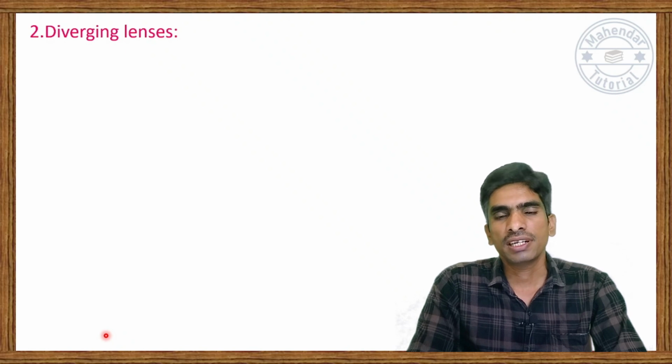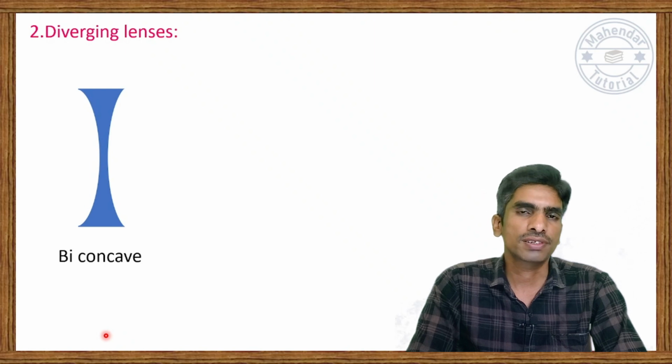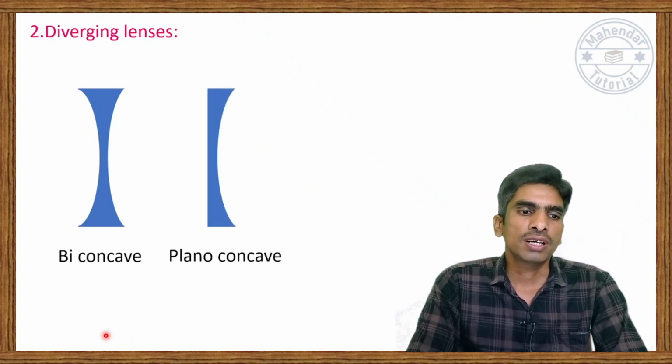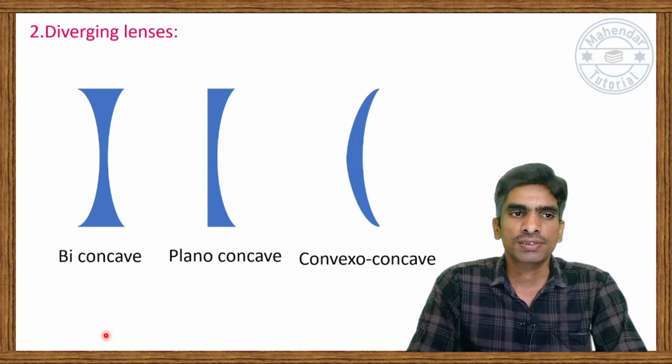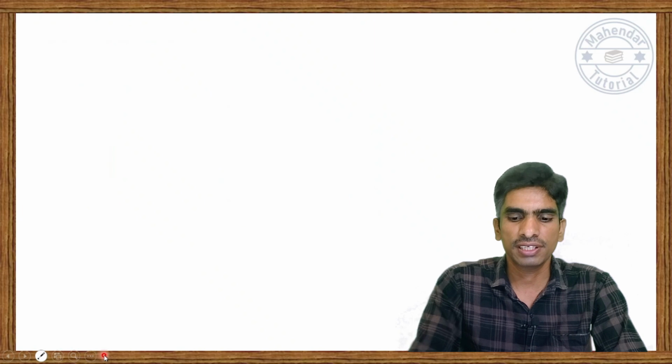Second one, diverging lenses. Here also we have three types of diverging lenses: biconcave lens, plano-concave lens, convexo-concave lens. These are three diverging lenses.